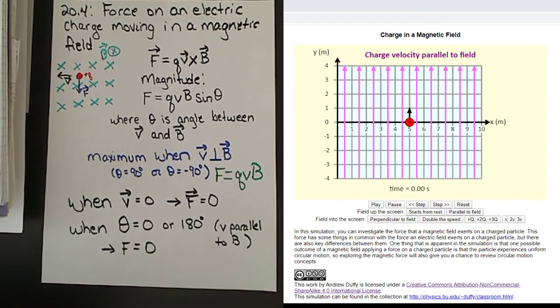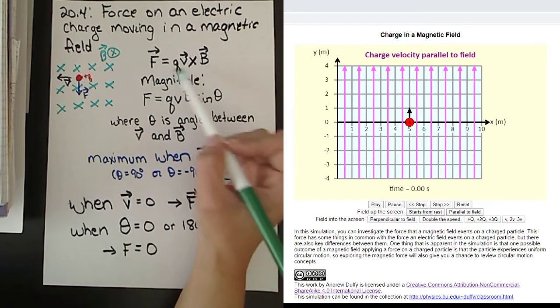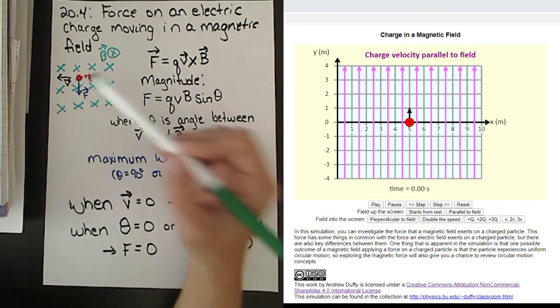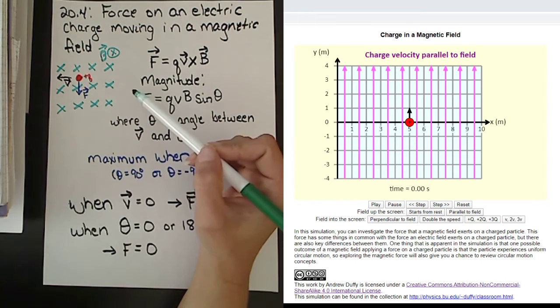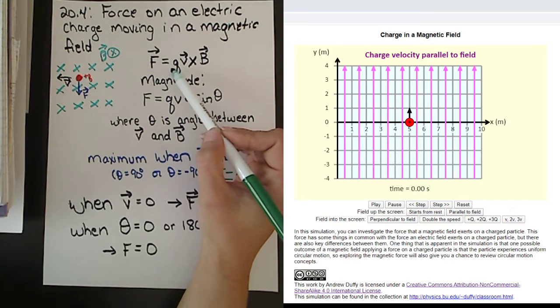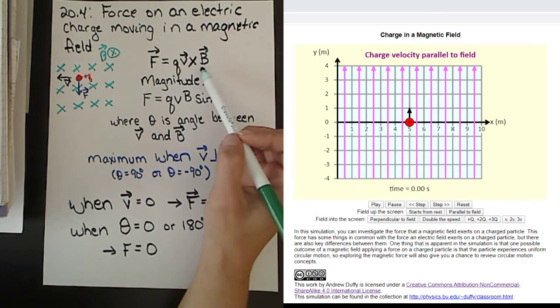In this section, we're going to talk about force on an electric charge moving in a magnetic field. Now, similar to the last section where we had a current carrying wire in an external magnetic field, here the relationship is given by a vector product again. So here we have a charge that is moving in this external magnetic field. And so the force the charge experiences is going to be given by the charge times the velocity vector crossed with the magnetic field vector.